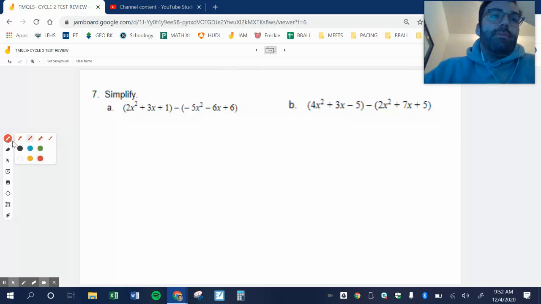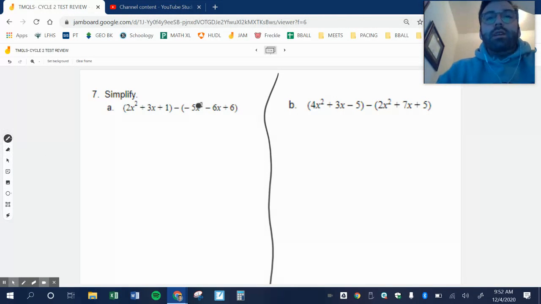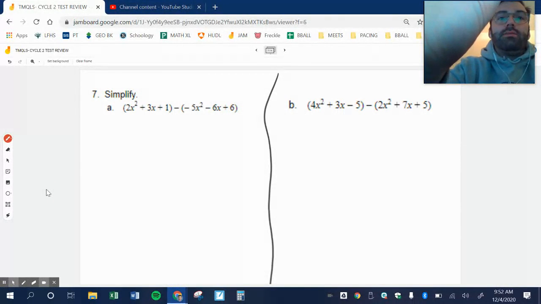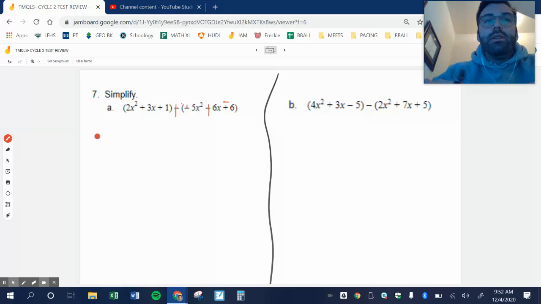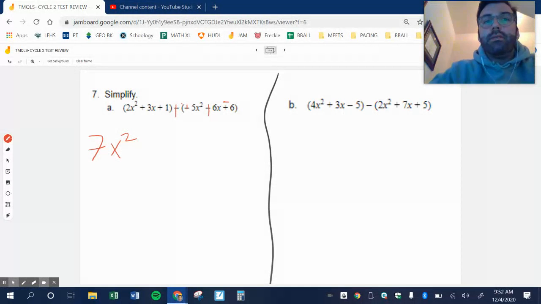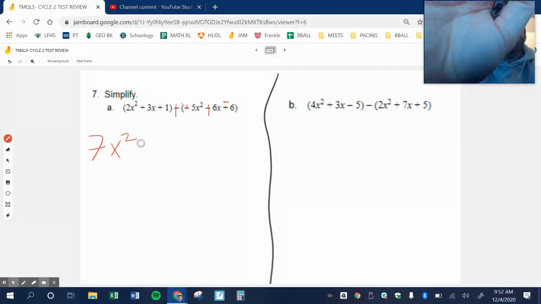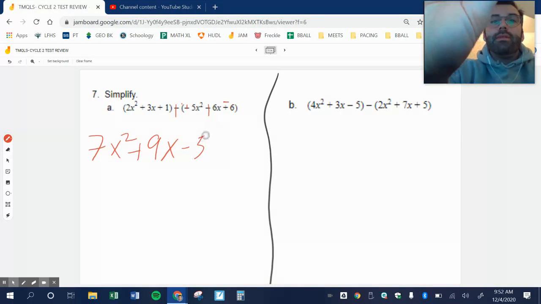Okay. Simplify now. In these two, we're just combining our like terms. But we have to be careful with this negative. So what I'm going to do first is distribute the negative and change the signs. So this becomes plus. Remember, we can think about this as a -1 here. I'm going to make it positive and just flip all my signs now. So I have 2x squared and a positive 5x squared to give me 7x squared. I have a 3x and a positive 6x to give me 9x. I have 1 minus 6 to give me -5.